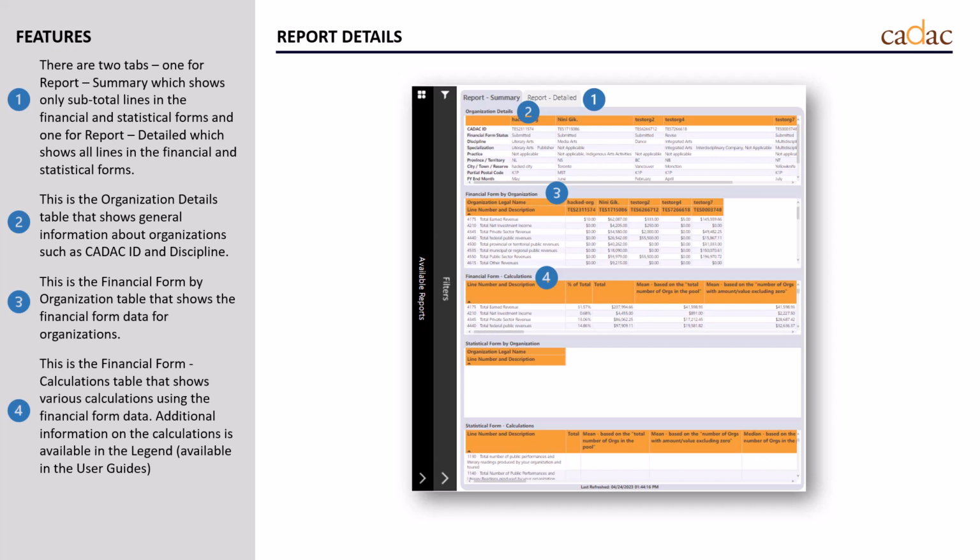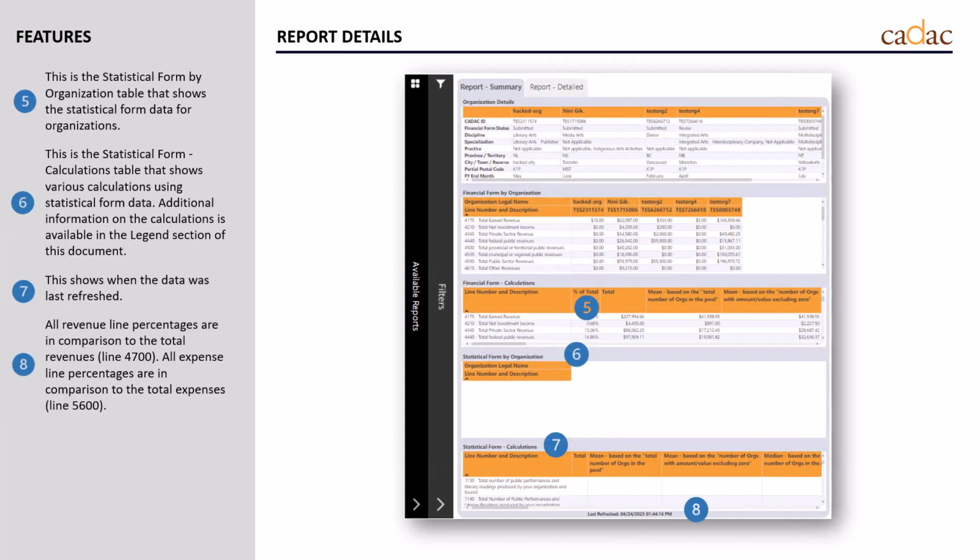Below the organization details table, we have a pair of financial tables, followed by a pair of statistical tables. The top table in those pairs shows an overview of the data broken out for each organization, while the lower table in those pairs shows summary data and statistics based on your selected organizations, but does not show organization-specific data.